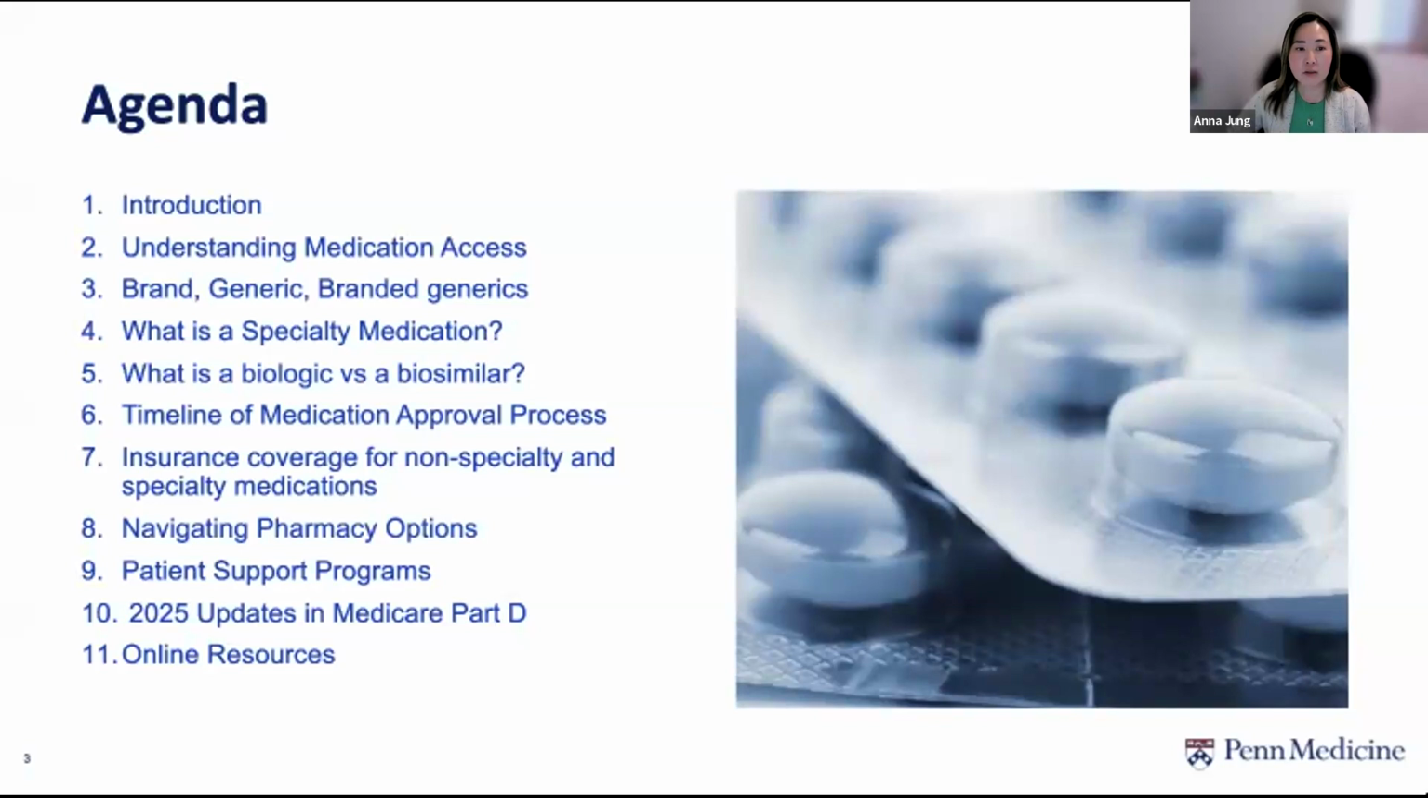First, we're going to talk about what medication access is, the difference between brand, generic, and branded generics, what is a specialty medication, the difference between a biologic versus a biosimilar, the timeline of the medication approval process, insurance coverage for non-specialty and specialty medications, navigating different pharmacy options, patient support programs, updates in Medicare Part D, and then some online resources.